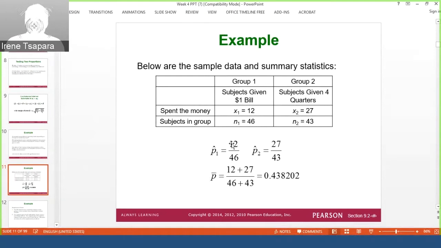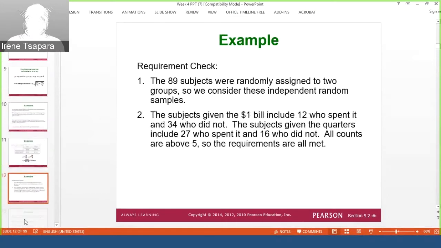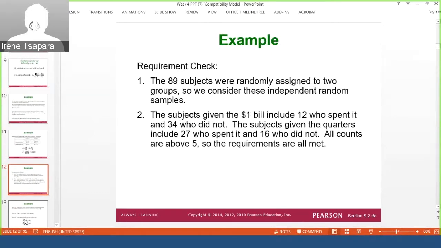The p1 hat is 12 over 46. The p2 hat is 27 over 43. The p bar now is taken by this formula and it's equal to almost 0.44. So we have the first numbers in order to start calculating. We do the requirement check.